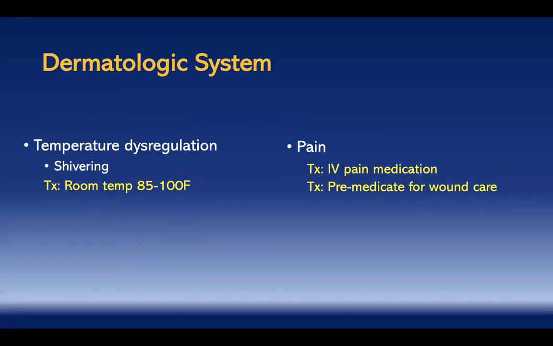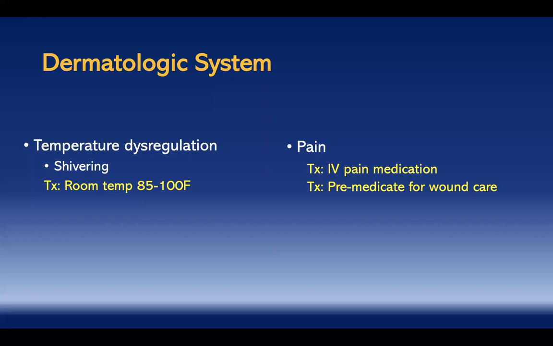Now, the dermatologic system is impacted. Remember about that temperature dysregulation. And when a patient is cold, what do we do when we're cold? We shiver, right? Well, shivering actually increases the oxygen demand of the body, the metabolic demand of the body. And so shivering is only going to make everything worse. So we don't want our patients to shiver. So we're going to keep that room at 85 to 100 degrees to encourage thermoregulation.